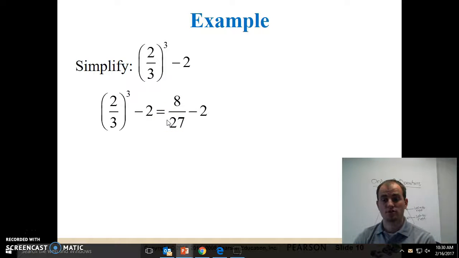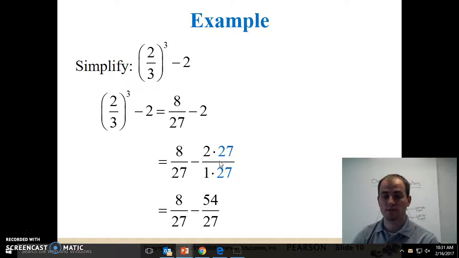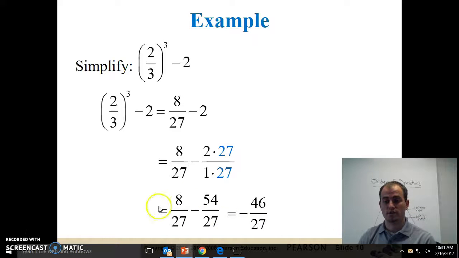Now we need to subtract 2. Remember, that's 2/1. So get your common denominator. The common denominator between 1 and 27 is 27. So multiply the numerator and the denominator by 27. So 8/27 minus 54/27 leaves us with negative 46/27. Remember, the negative sign can go in the front, on the top, or on the bottom. If there's one negative, the fraction is negative.